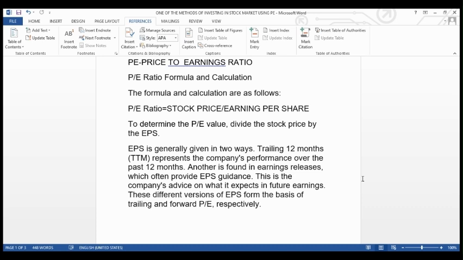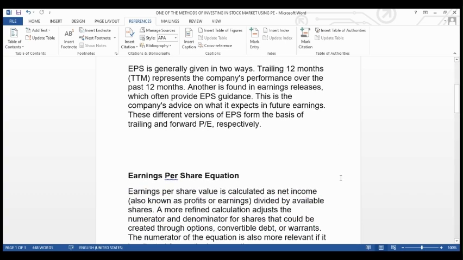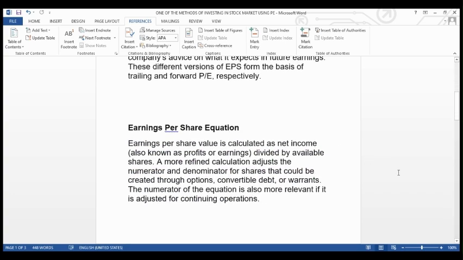and another is found in earnings releases, that is, the company will declare the results. At that time they will give the forecast, which often provides the EPS guidance. This is the company's advice on what it expects in future earnings. These different versions of EPS form the basis for the trailing PE and forward PE respectively.